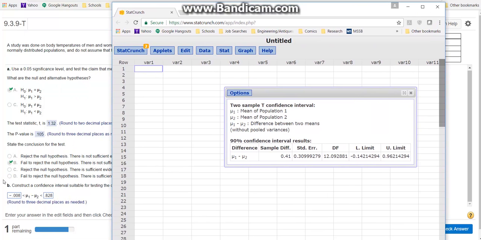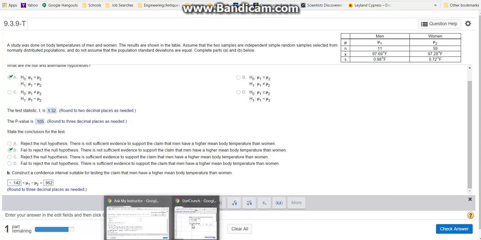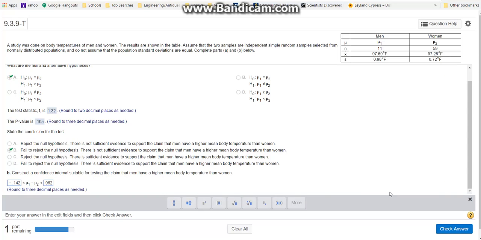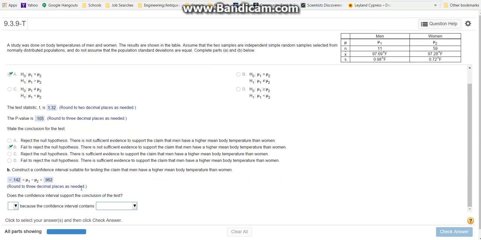The interval is negative 0.142 to 0.962. So let's try this. Negative 0.142. And then the upper limit is, whoops, 0.962, I believe. Yes, that's correct. So let's try this one. And indeed, we have gotten it. So does the confidence interval support the conclusion of the test? Well, yes, it does, because the confidence interval contains 0. Thank you.